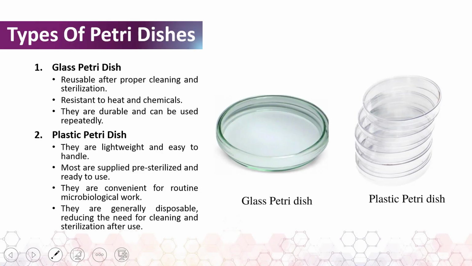Types of Petri dishes. There are two common types of Petri dishes based on the material from which they are made. These are the glass Petri dish, which is made of glass, and the plastic Petri dish, made of plastic. The advantages of glass Petri dishes are: 1. They are reusable after proper cleaning and sterilization. 2. They are resistant to heat and chemicals. And 3. They are durable and can be used repeatedly.